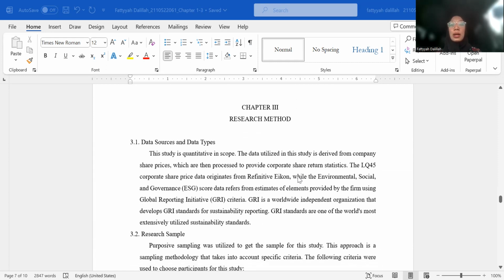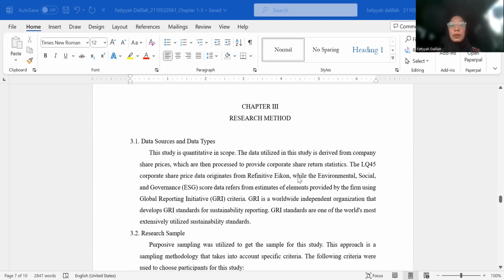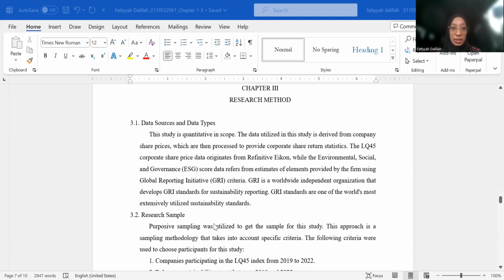All right, this is my chapter 3, which is the research method. The first one is data source and data types.